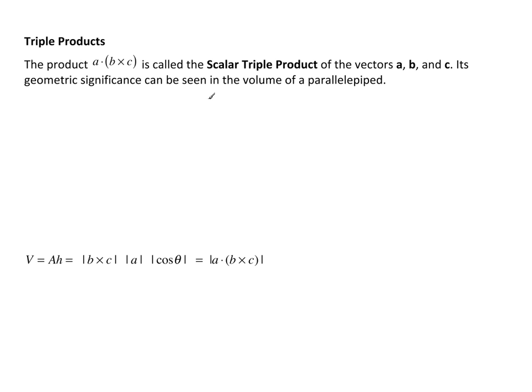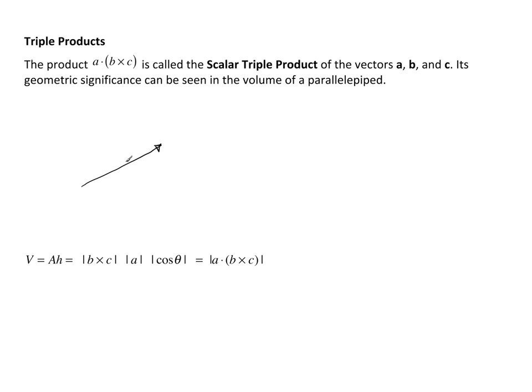The product of A dot B cross C is what's known as a scalar triple product of the vectors A, B, and C. Now, its geometric significance can be seen in the volume of a parallelepiped. Let's draw a quick picture here. Let's just start drawing the geometric figure.